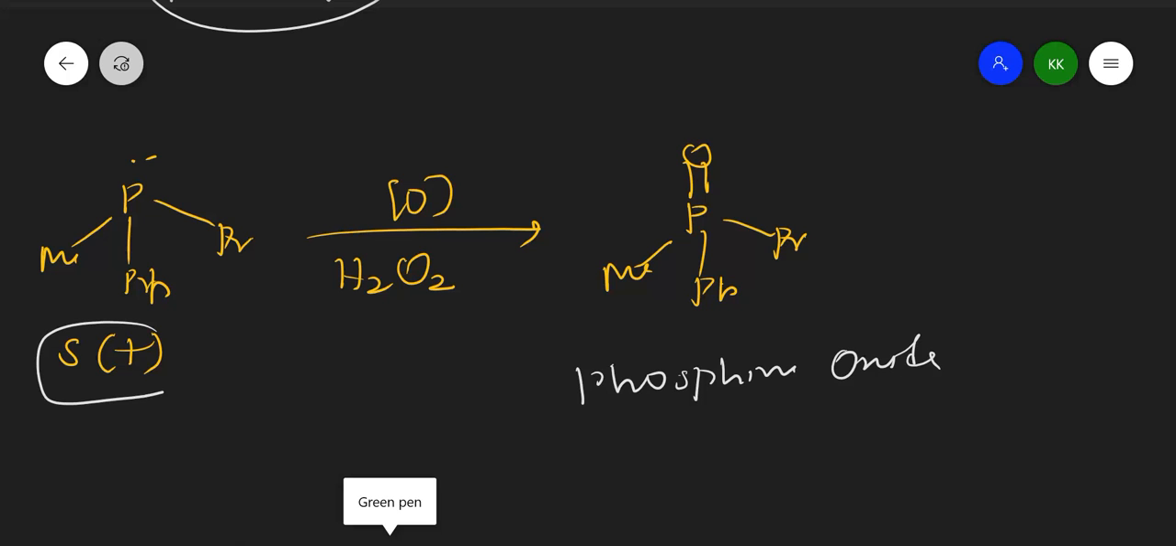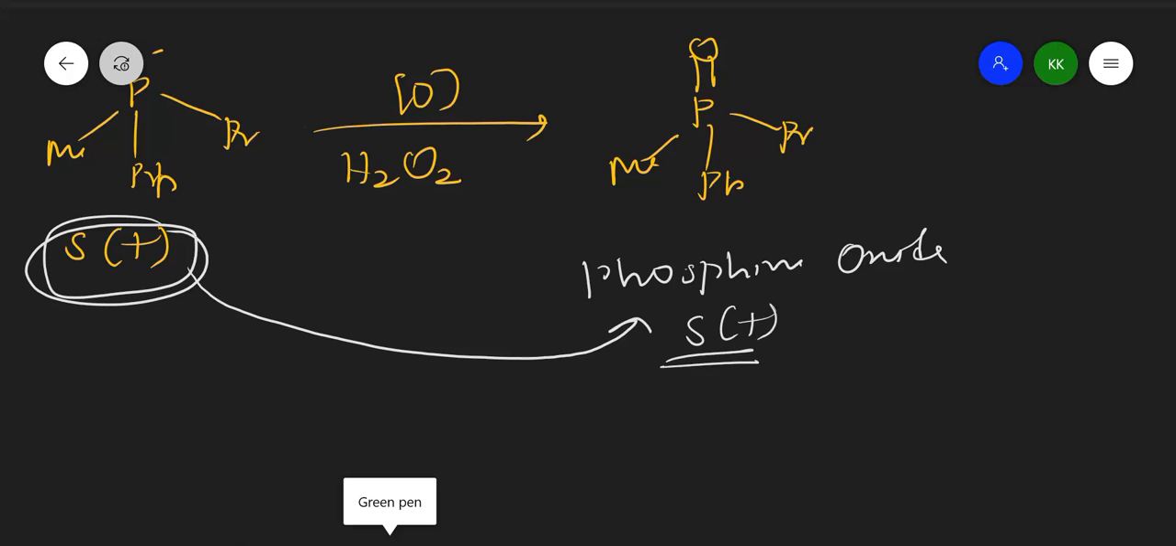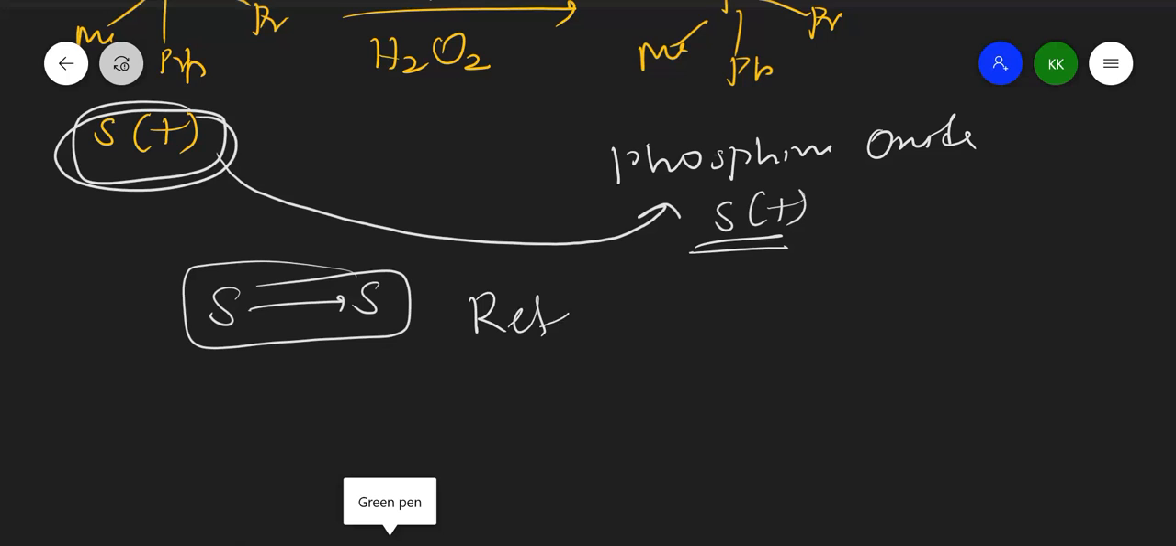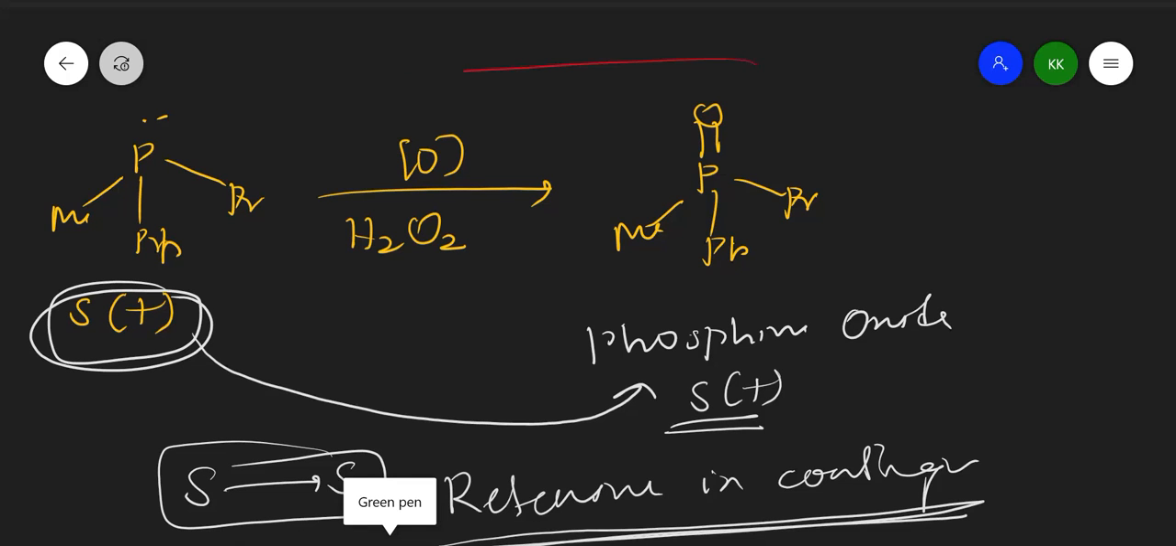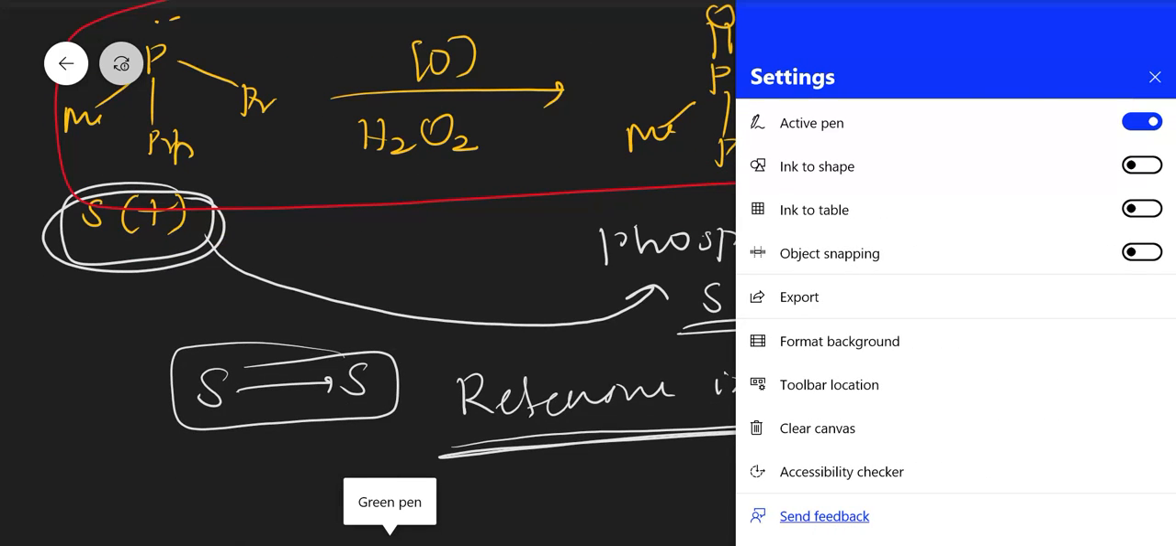So here it is S plus, right? After this oxidizing agent H2O2, I got this phosphine oxide. If you see its configuration, it is again S plus. What does it mean? So S remained S after reaction. So it is retention of configuration. So when we add any oxidizing agent, there will be retention in configuration. From phosphine we converted into phosphine oxide, adding oxidizing agent, in which the configuration remained same. S remained S, so it is retention in configuration. So these are the few reactions you need to remember, right? Because they will ask these reactions in exams. So you have to remember all these things, right?